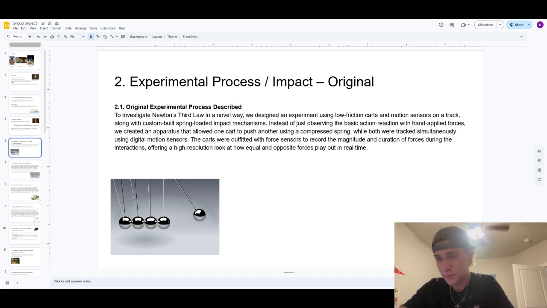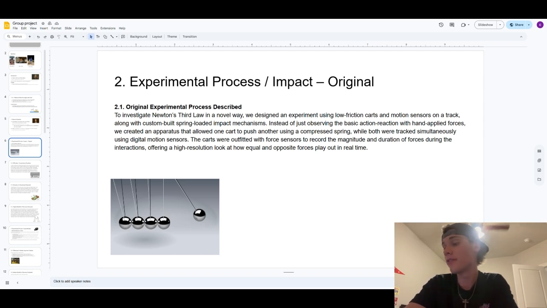Section 2, experimental process / impact. The original experimental process described. To investigate Newton's third law in a novel way, we designed an experiment using low friction carts and motion sensors on a track, along with custom-built spring-loaded impact mechanisms. Instead of just observing the basic action / reaction with hand-applied forces, we generated an apparatus that allowed one cart to push another using a compressed spring while both were tracked simultaneously using digital motion sensors.